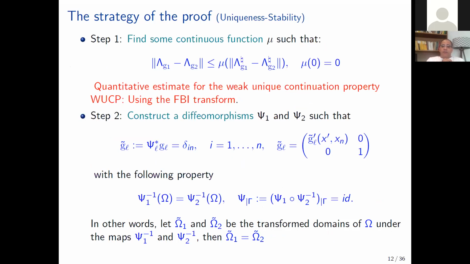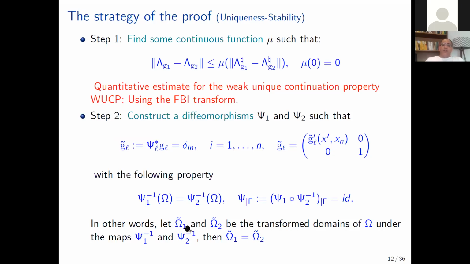In the second step, we will construct two diffeomorphisms, psi 1 and psi 2, such that the pullback of the initial metrics g1 and g2 takes this special form. Then this is like a change of variable. Moreover, the transformed domains of omega by the functions psi 1 minus 1 and psi 2 minus 1 are the same, and the diffeomorphism psi fixes the boundary. Then its restriction to the boundary equals the identity.